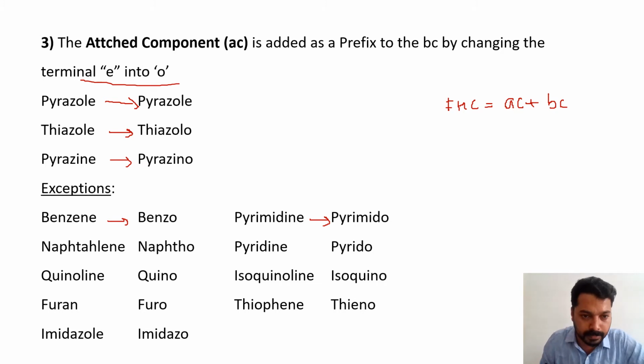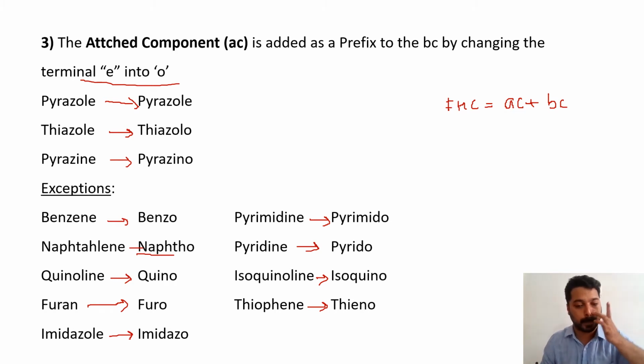Similarly, naphthalene will not become naphthalino, it becomes naphtho. And pyridine will become pyrido. Similarly, quinoline will be converted into quino. Isoquinoline will be converted into isoquino. Furan will be changed into furo, and thiophene is thieno. Imidazole will be imidazo, like that.